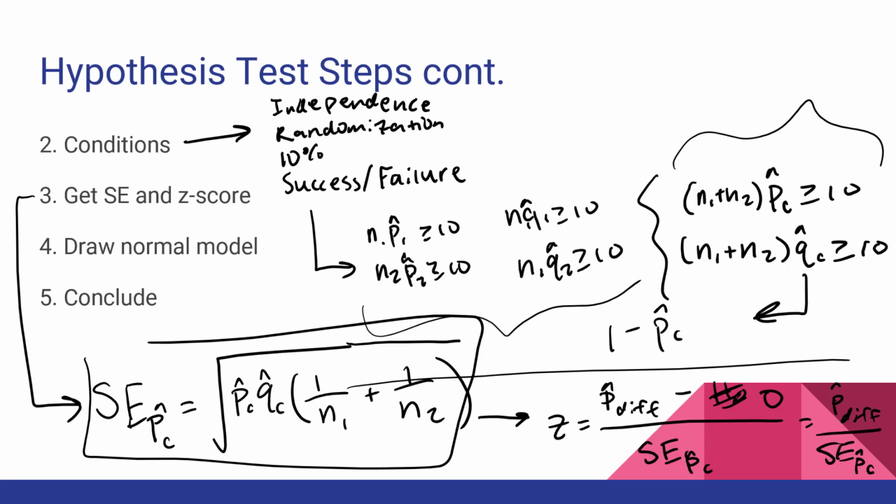It's also recommended that you put the extra minus 0, even though it doesn't really do anything extra, just to show that you understand what's going on. You would draw your normal model and flag your z-score, and then you would go into your calculator, do your normal CDF function, and get a p-value back, and use that p-value to draw your conclusions.